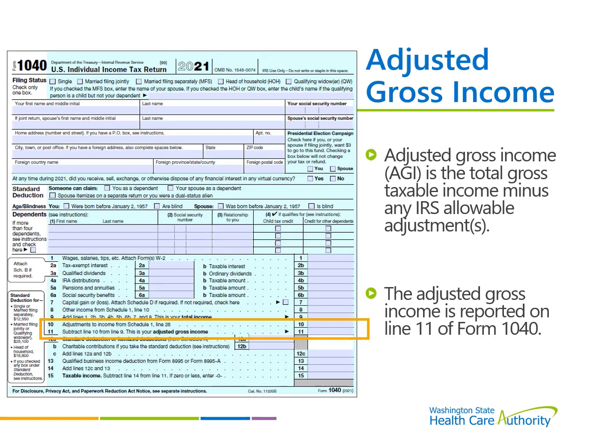Adjusted gross income. What is adjusted gross income? Adjusted gross income, or AGI, is the total gross taxable income minus any IRS allowable adjustments. An individual's adjusted gross income is reported on line 11 of IRS Form 1040.